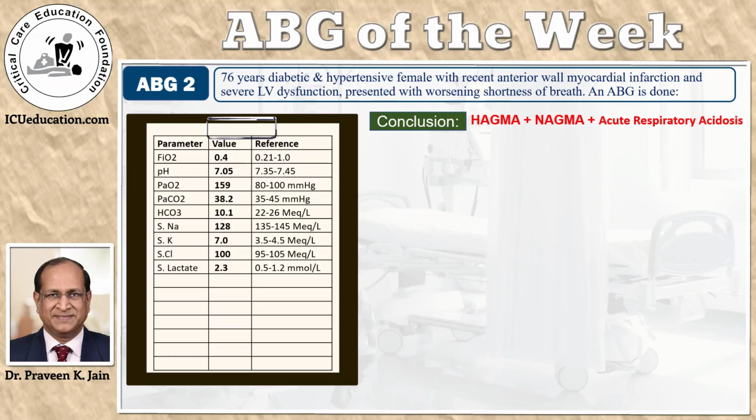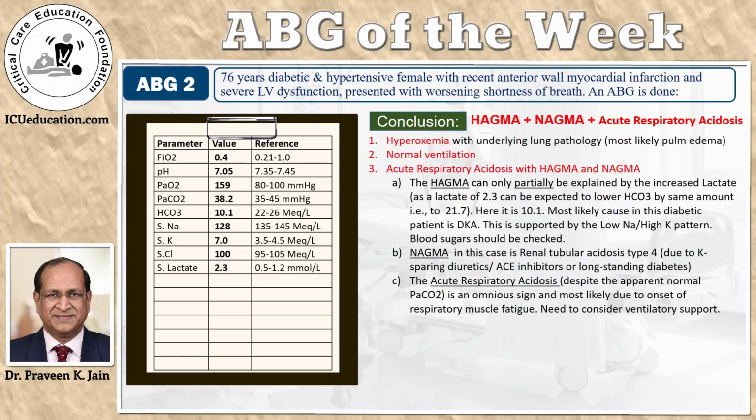Certainly not. Because a lactate of 2.3 would be expected to reduce the bicarbonate by the same amount. So your bicarbonate from 24 may come down to 21 or 22, but it's 10. And therefore, in addition to lactic acidosis, there has to be another disorder. That additional disorder most likely is diabetic ketoacidosis, because this patient is a known diabetic. And you're also seeing here a pattern of low sodium and high potassium, which is seen in a few conditions, but also seen in diabetic ketoacidosis.